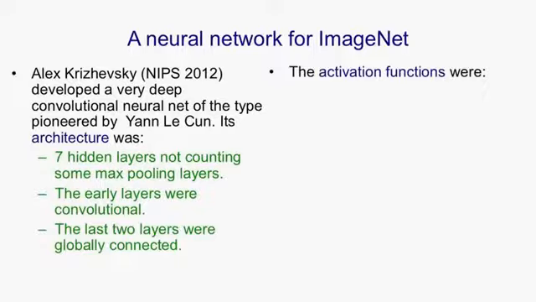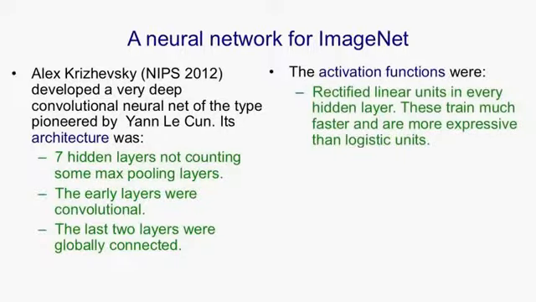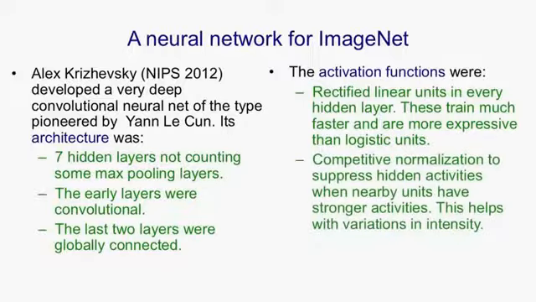The activation functions were rectified linear units in every hidden layer. These train much faster than logistic units, and they're more expressive. Most of the people seriously applying deep neural networks to real images to do object recognition have now switched to rectified linear units. We also used competitive normalization within a layer to suppress the activity of a unit if other units that are looking at nearby localities are very active. This helps a lot with variations in intensity. So you might have an edge detector which gets somewhat active due to some fairly faint edge, and that's pretty much irrelevant if there's much more intense things around.